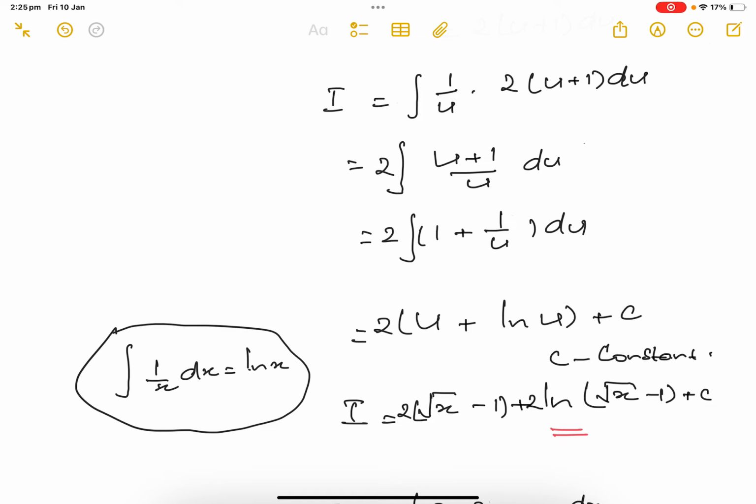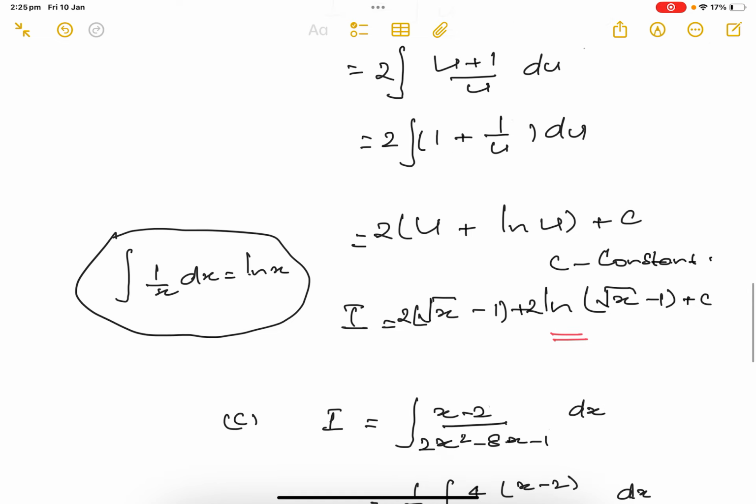C is a constant. But just to give you a bit more detail on this ln u: if the numerator is the differentiation of the denominator, the integral of that function is ln of the denominator. So for example, the integral of 1 over x dx is ln x. The numerator is the differentiation of the denominator. x is the denominator, and the differentiation of x is 1. So 1 over x gives ln x. That is exactly what we have here. So 2u plus 2 ln u plus c.